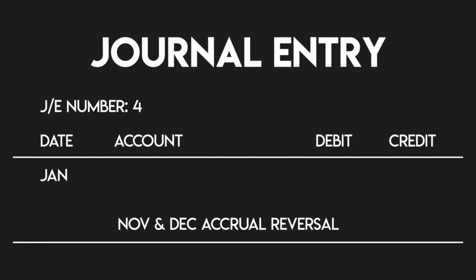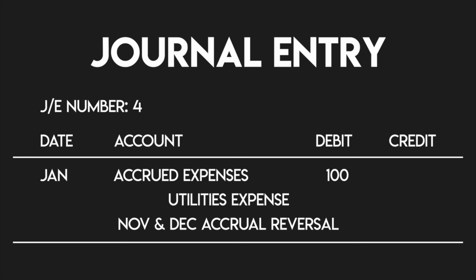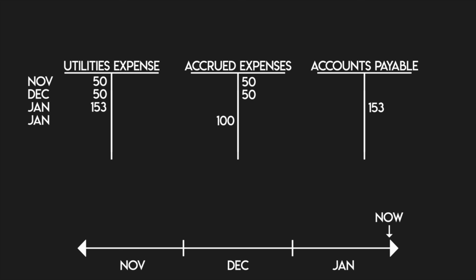We need to reduce our accrued expenses in the balance sheet. Accrued expenses are liabilities, so we reduce them by debiting the account by $100. Our utilities expense account in the income statement is also overstated. This is a normal debit account, so to decrease it, we credit the utilities expense account by $100. We post this journal entry into the January accounting period, debiting the left-hand side of accrued expenses in the balance sheet by $100 and crediting the right-hand side of the utilities expense account in the income statement by $100.